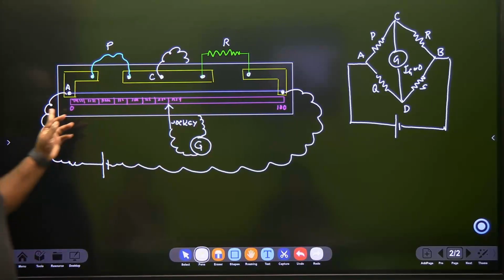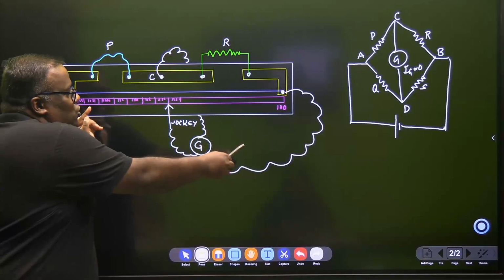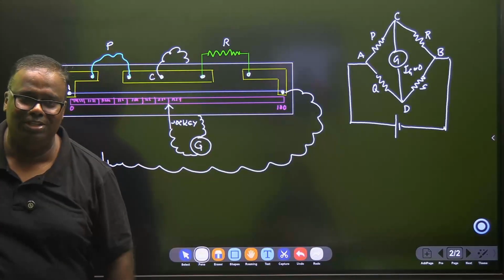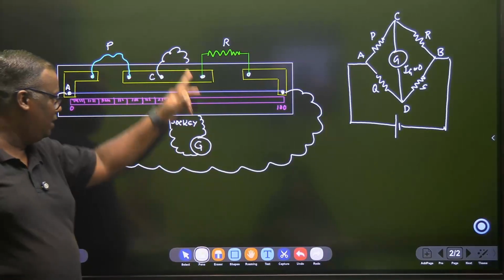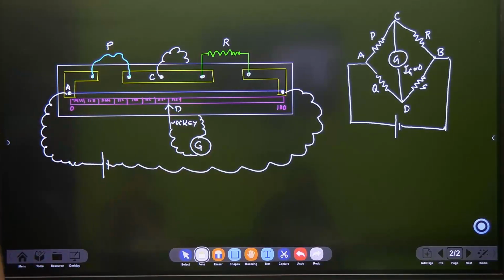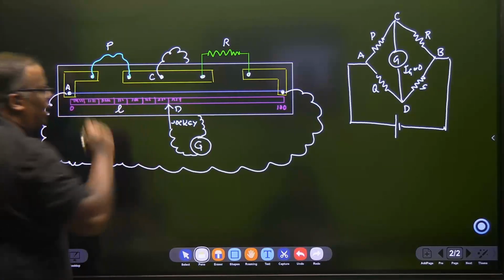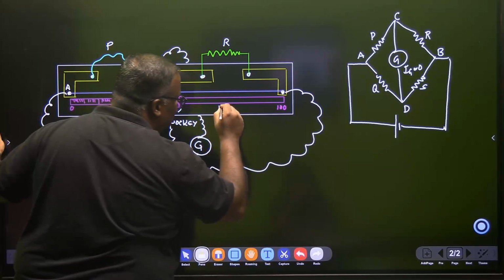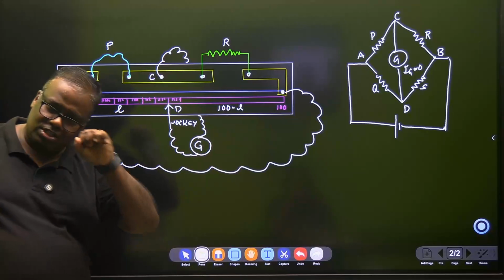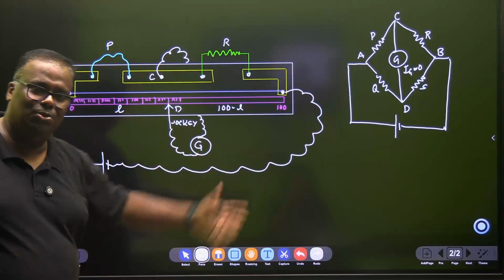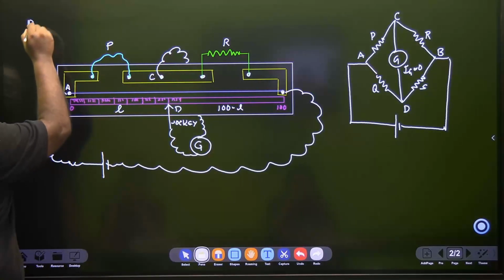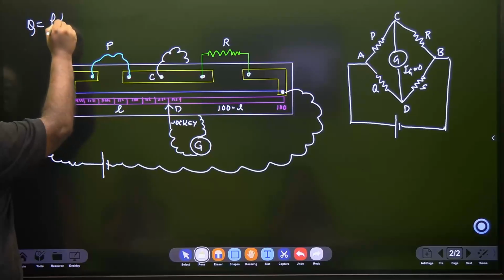So one thing strikes: as I keep on moving the jockey from here, the galvanometer should come back, and at some point the galvanometer should show null deflection. That means no current is flowing through CD. Are we fine? At that time, let the length of this wire be L. Then how much is the length of this other part of the wire? 100 minus L. Material is known to me. Cross section is known to me. Resistivity is known to me. What is the length of this? The resistance, this would be my resistance Q, whose value will be rho L upon A.